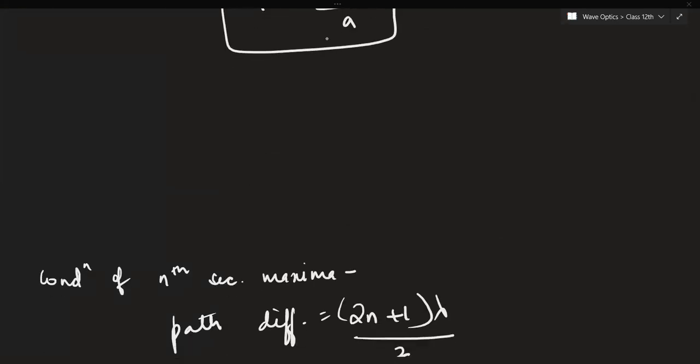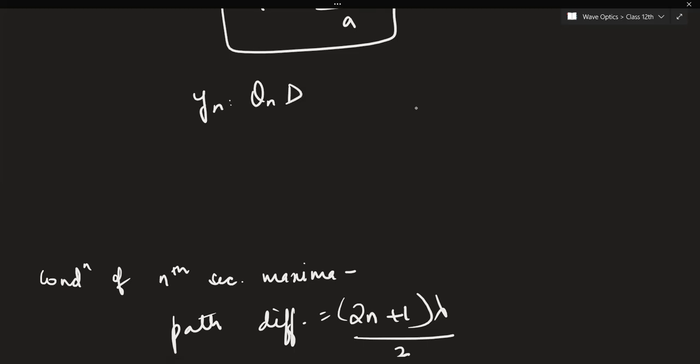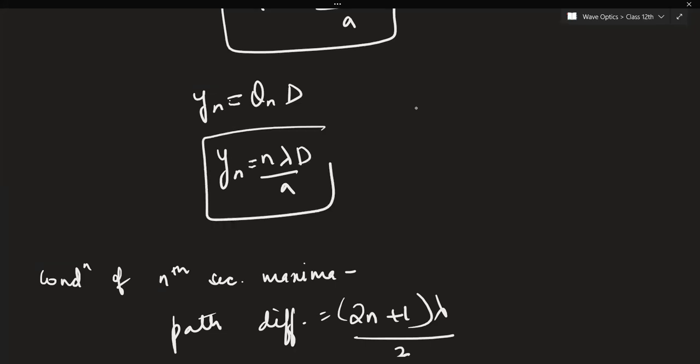Yes, I'll scroll up. Just let me write this part. So linear separation will be theta n times capital D. Just now you all have written tan theta 1. So put the value of theta n. Theta n, just now we had seen, is n lambda by a. So this is the linear separation. There is a difference between linear separation and angular separation. Terms remain the same. See here class, terms remain as they are.